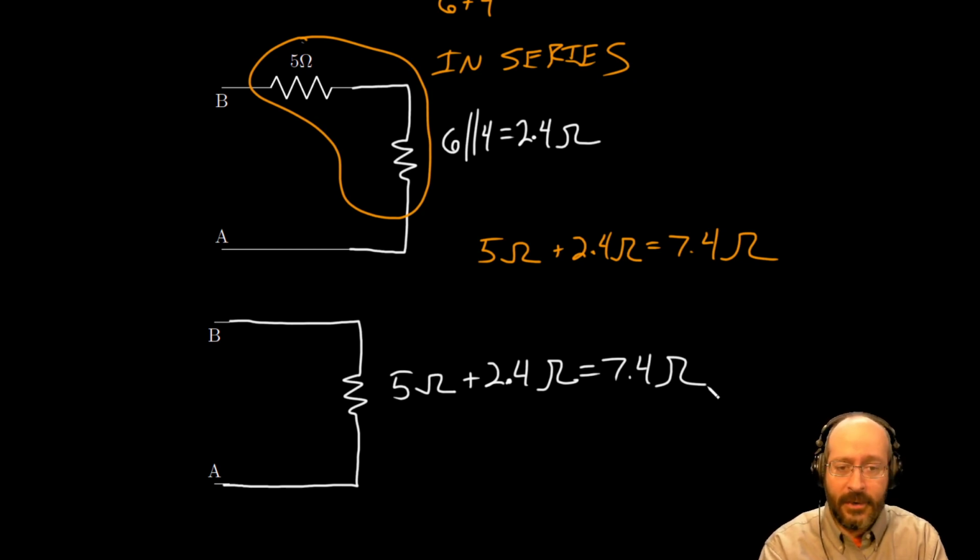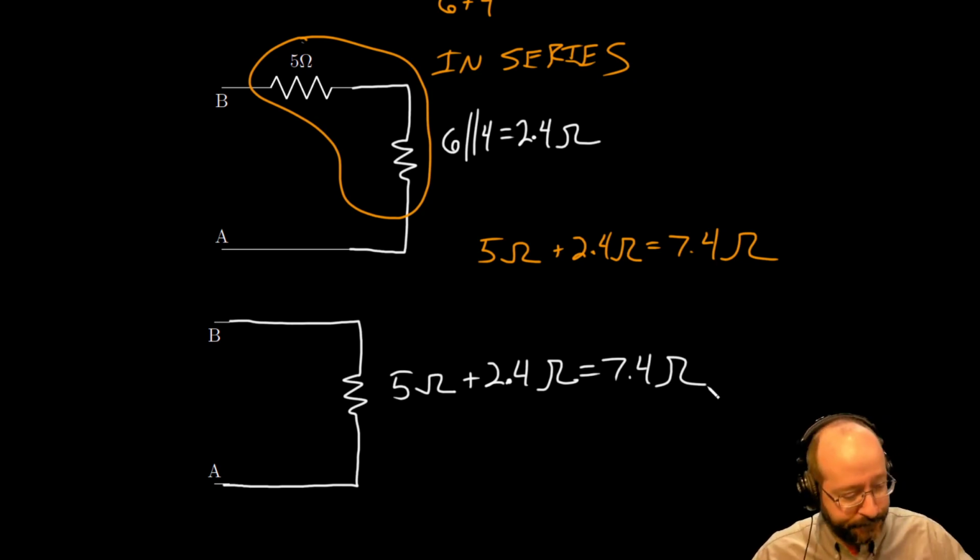But I do encourage you to redraw the circuit as many times as you need to, walk through these steps, and always ask yourself the question, are they in series? Are they in parallel? Before you do the combination. If you do it without asking yourself those questions, I'm afraid you're going to make a mistake, and I don't want you to do that. I want you to get the right answer, and I want you to get the right answer all the time. All right? It's a good goal to have.